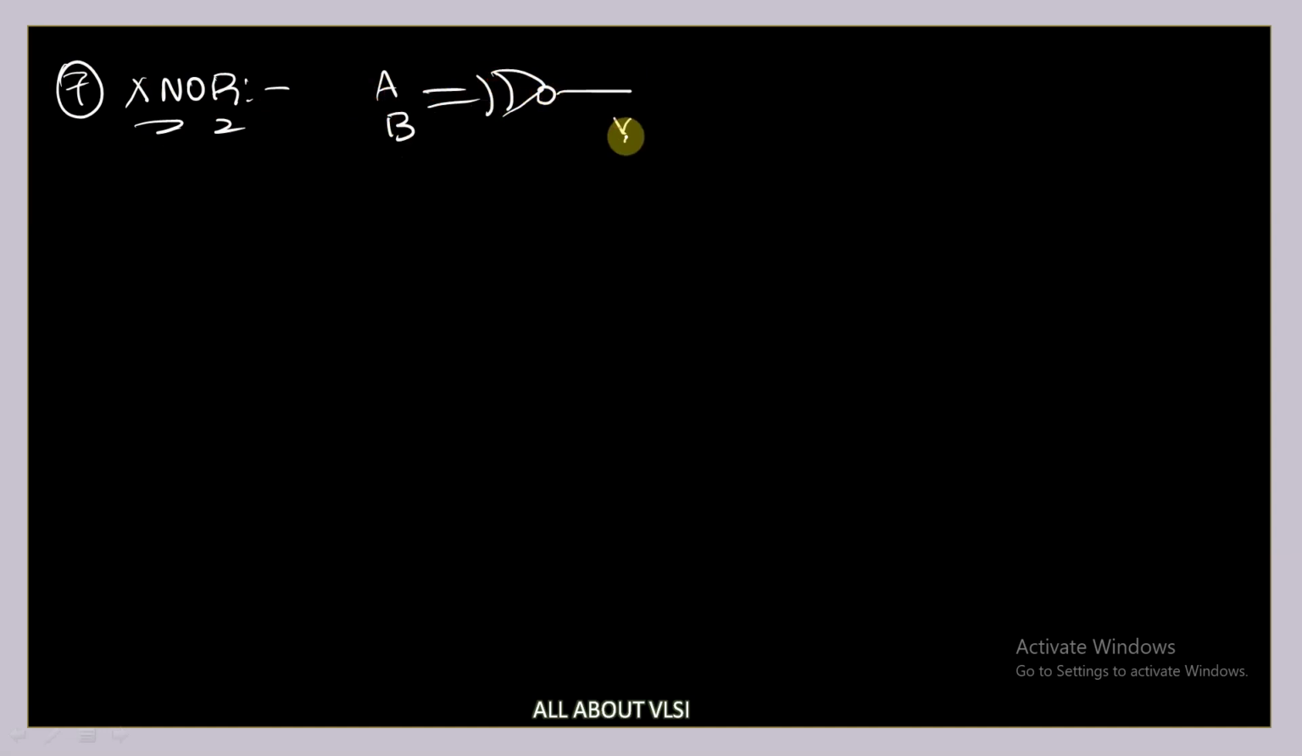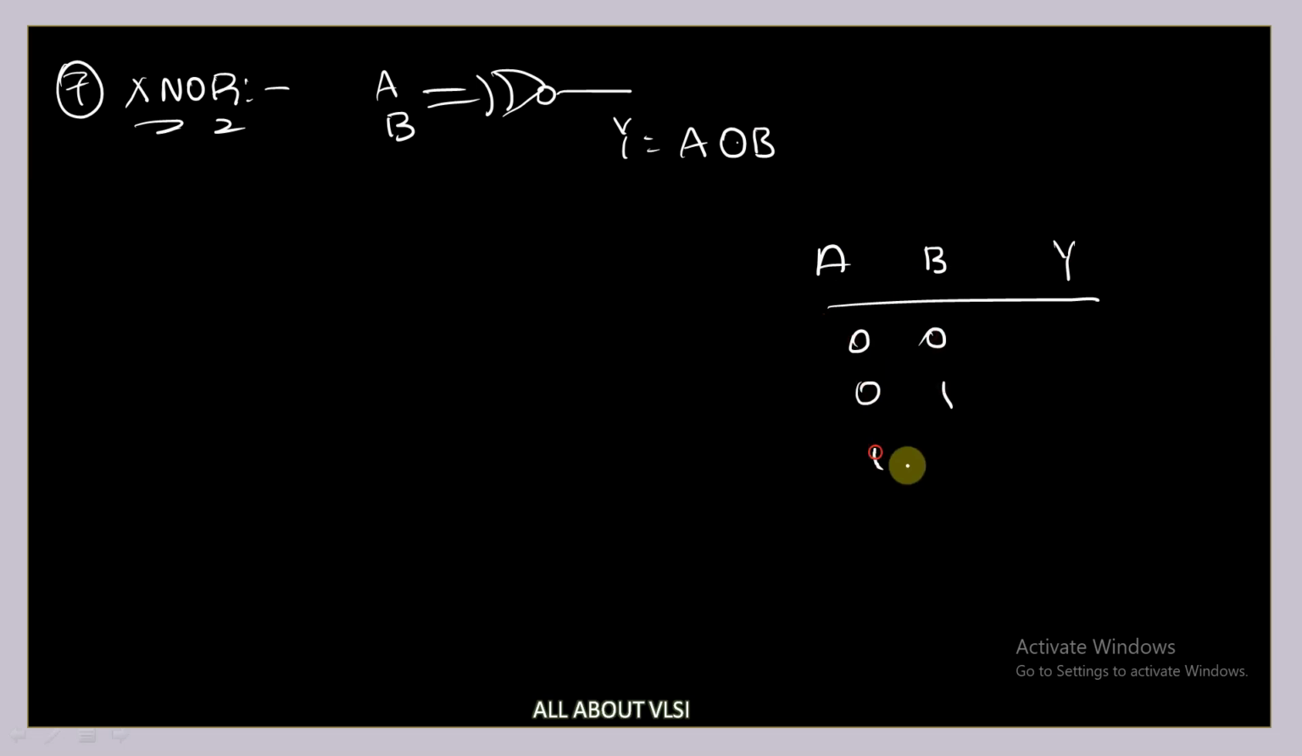And this is the seventh gate, the XNOR gate. This is your XNOR gate symbol, A B, Y is equal to A XNOR with B, and the truth table will look like this: A B Y, 0 0, 0 1, 1 0, 1 1, with outputs 1, 0, 0, 1.